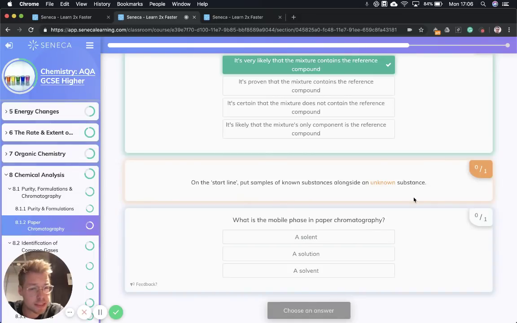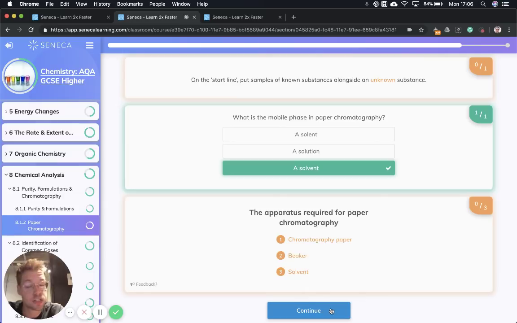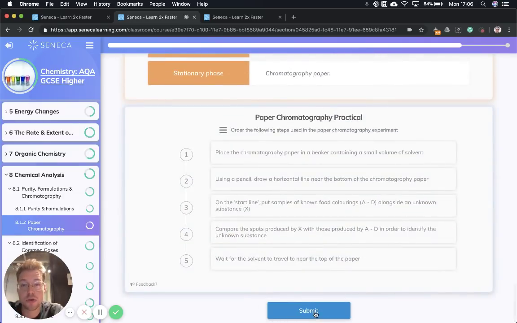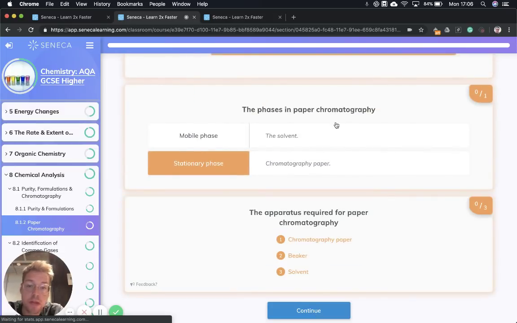What is the mobile phase in paper chromatography? It is a solvent, remember? A solvent is just something that dissolves something else. Okay, right. So that was a nice quick run through paper chromatography.